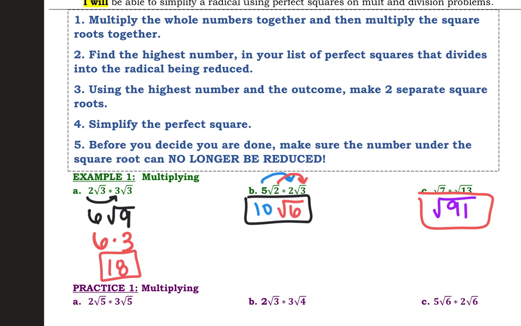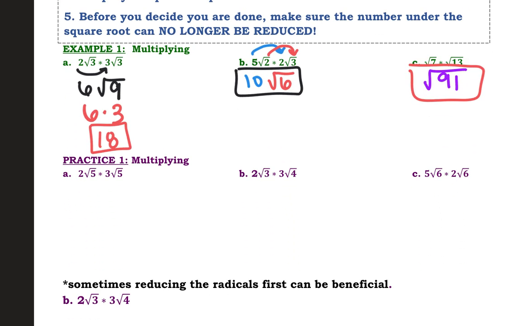All right, so go ahead and try the same thing here. Again, the last step in our little box just says before you decide you're done, just like yesterday, always make sure that the number underneath the square root cannot be reduced. So go ahead and just try these 3, please.